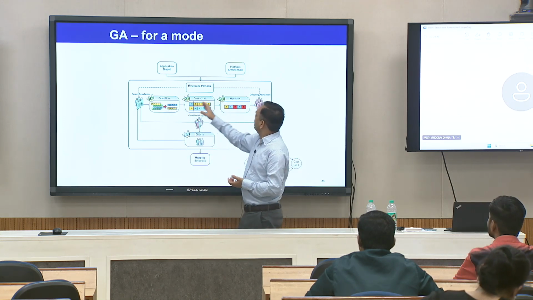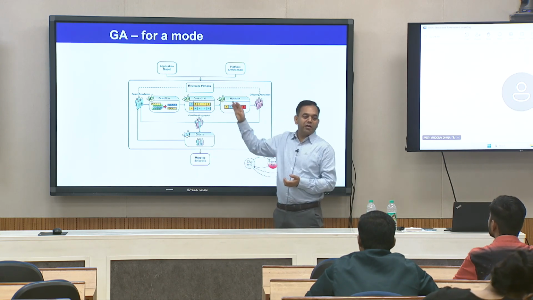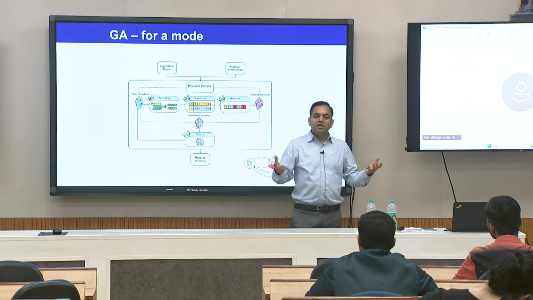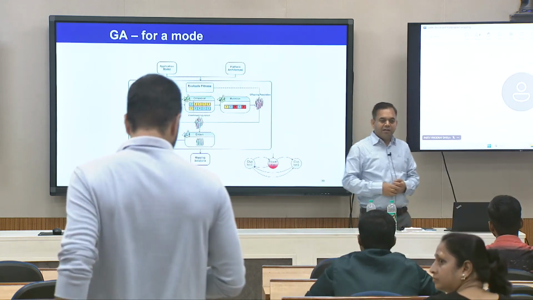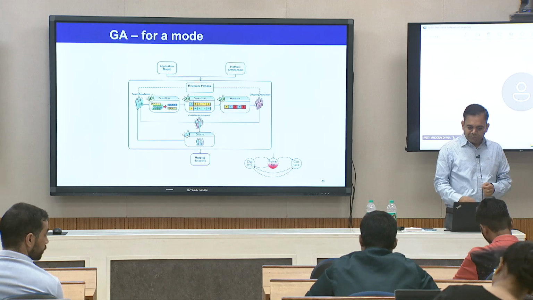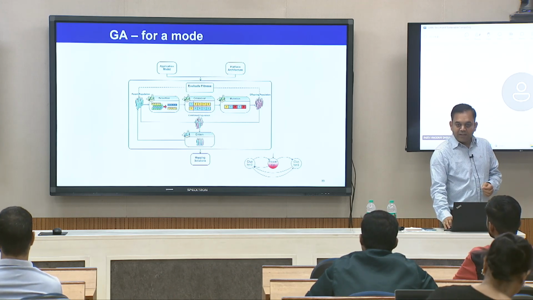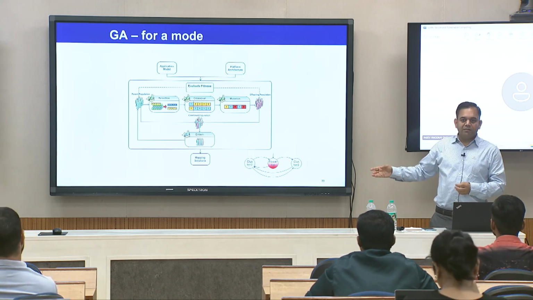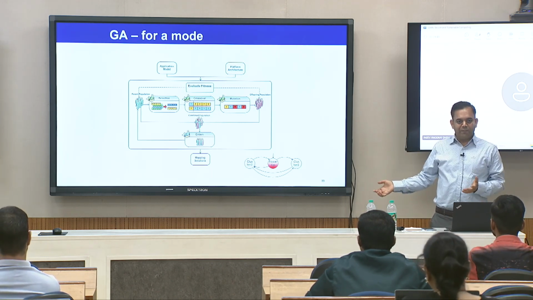Again you choose some, do these things, and you keep doing it. After some time you will find that these are the best ones. This is how the genetic algorithm is applied. Here we will look at how this can be done for power mode. I hope the concept is clear. This can be applied forever, unless you have explored everything.